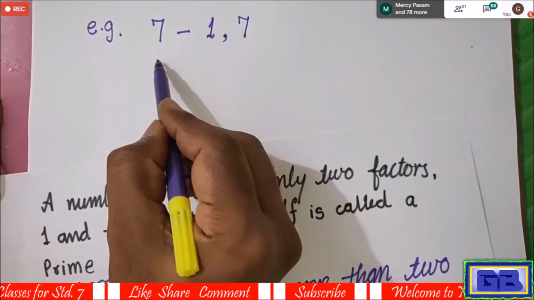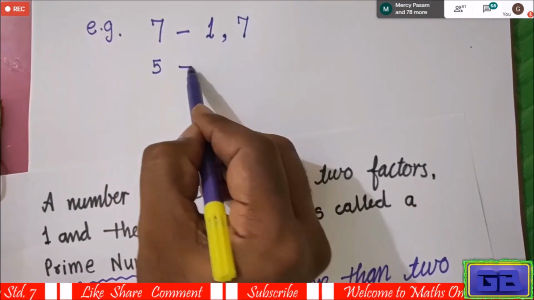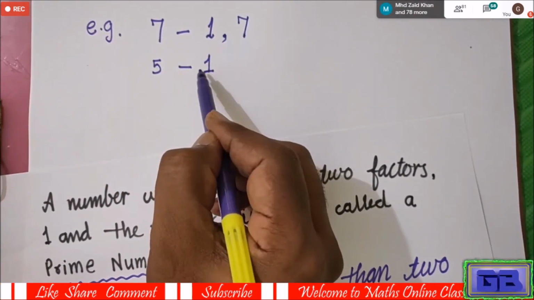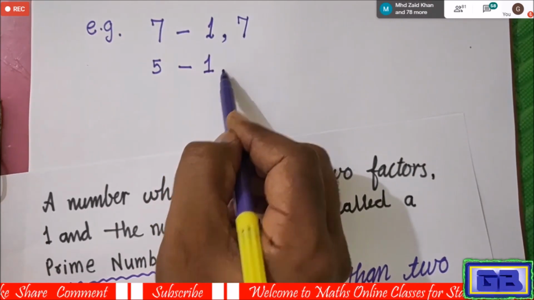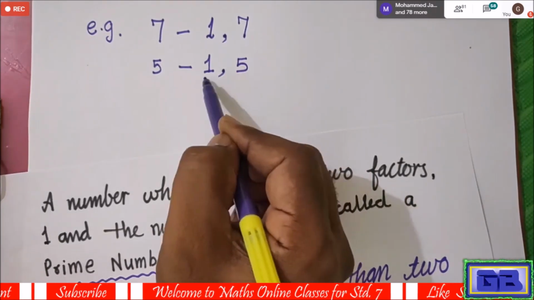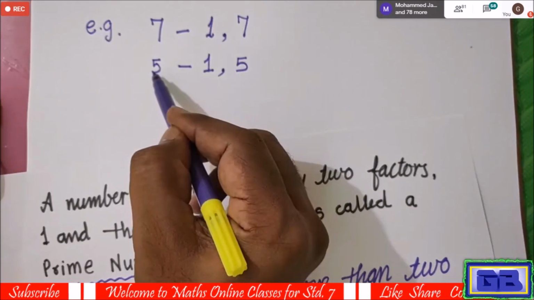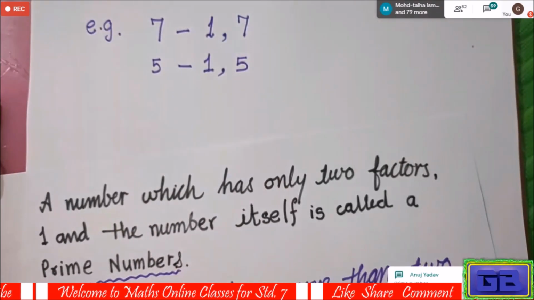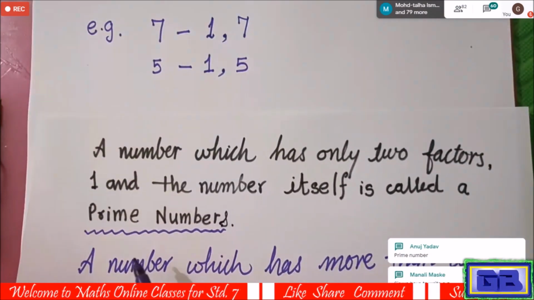Similarly 5. First it is divisible by 1 and the number itself. So 1 and 5, these are the only two factors of 5. This was about prime numbers.